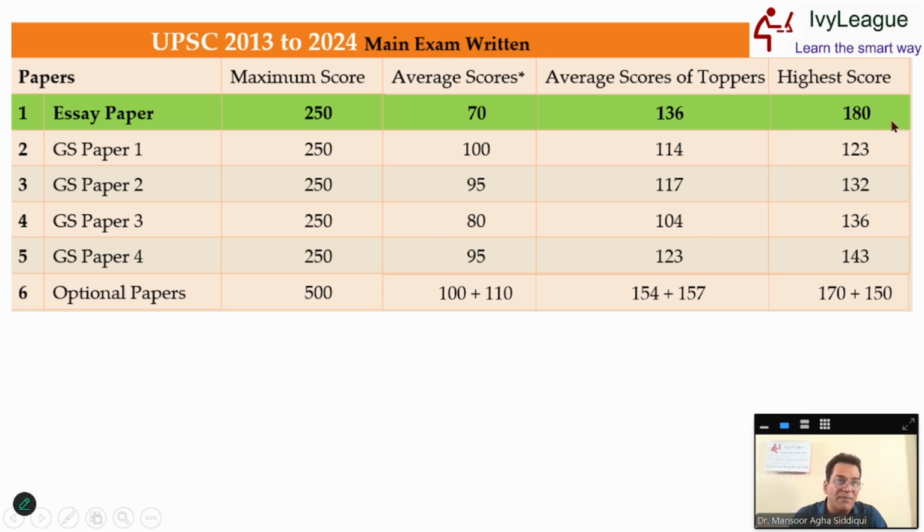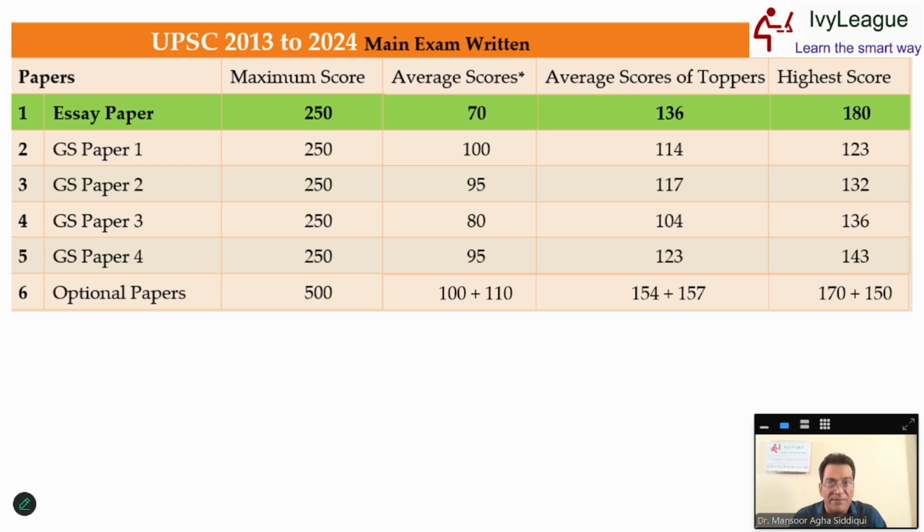No other score has been above 180, which means that if you want to develop an edge over other students after qualifying the prelims, in the mains examination, that edge gets developed to a certain extent in your optional papers, where you can get an edge of about 50 marks, and you can get an edge of around 66 marks in the essay paper if you work hard on it. This is the biggest significance of the essay paper for a student.